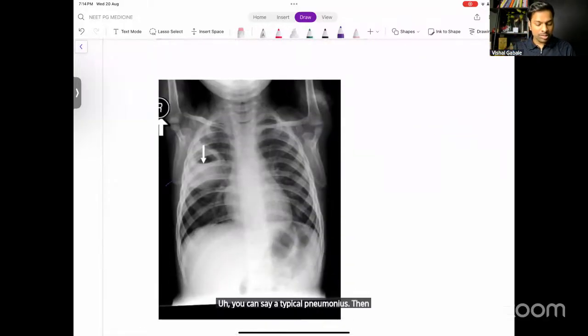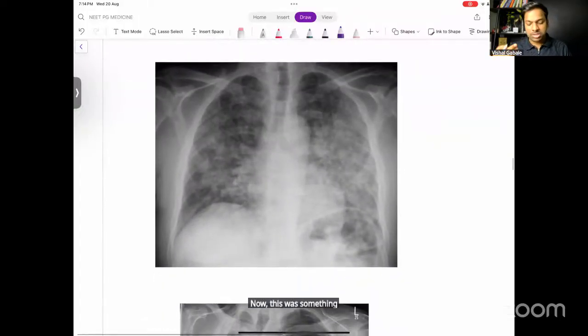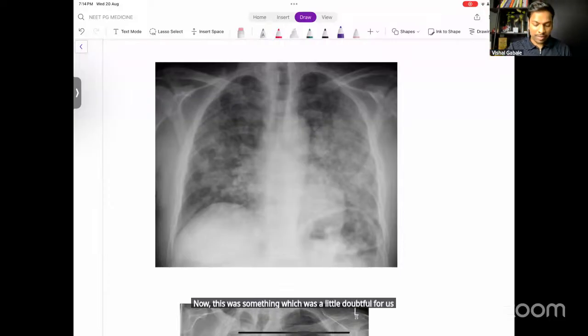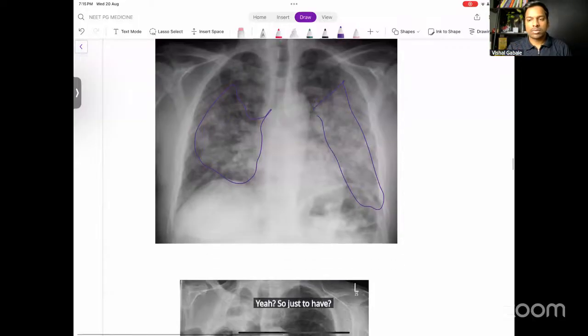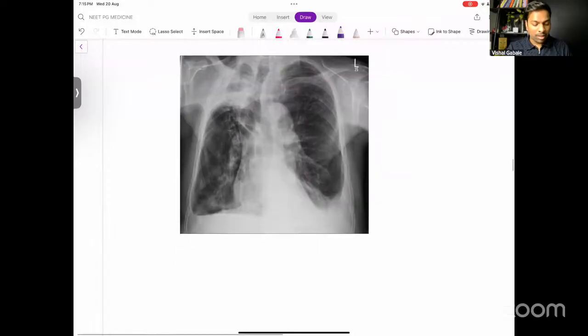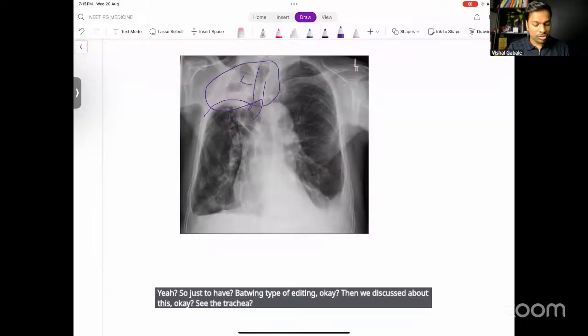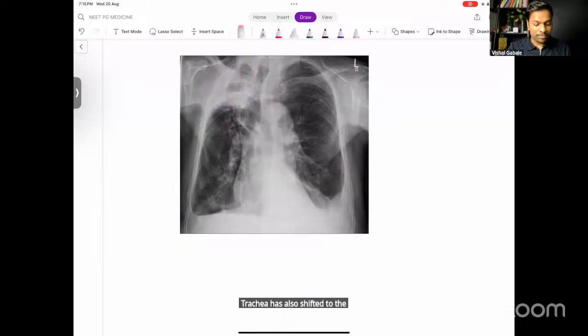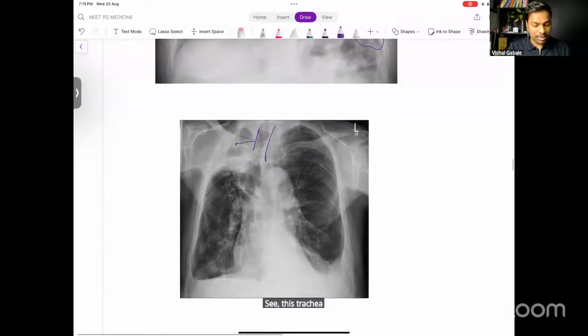Then also this was the lung abscess, a very easy one. Now this was something which was a little doubtful for us. We can see the entire pattern was like this, moreover suggestive of a batwing type of edema. Then we discussed this. See the trachea, it is also shifted to the same side. What was this X-ray?